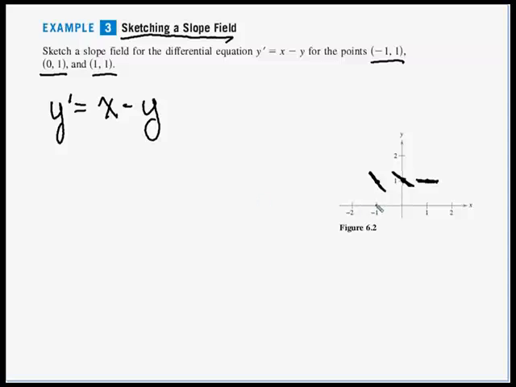So here's the point negative 1, 0. Negative 1 for x, 0 for y. And that turns out to be a slope of negative 1, just like this point. So downhill about 45-degree angle.